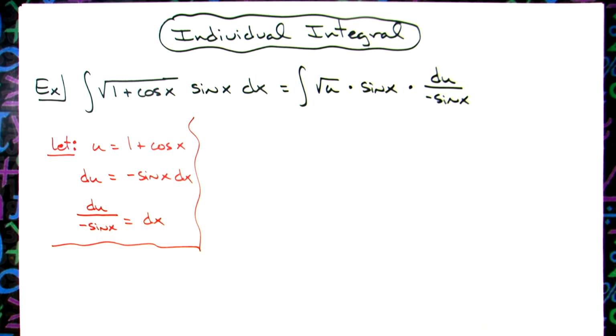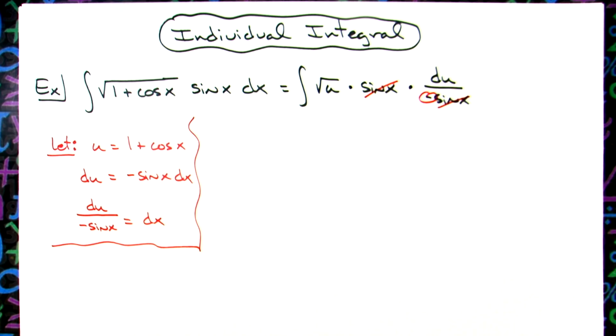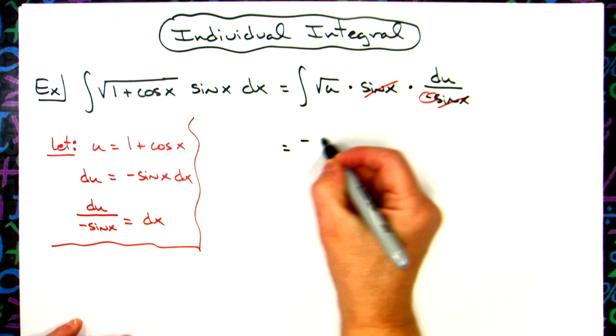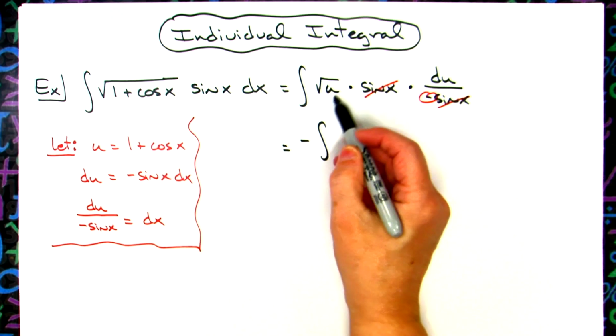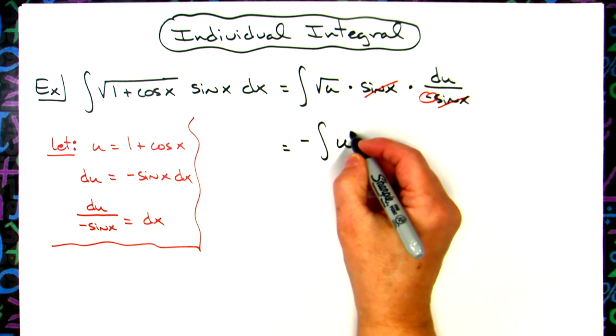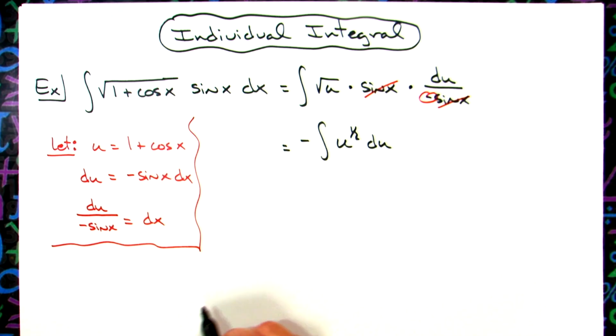What that's going to allow me to do then is cross out the sine x's. I still do have that negative there, so I can pull that negative out in front. I'm going to have a negative out in front. We'll have the integral. All right, and then let's go ahead and take that square root of u and write it as u to the 1/2 power. Just going to make it easier there when we need to integrate.